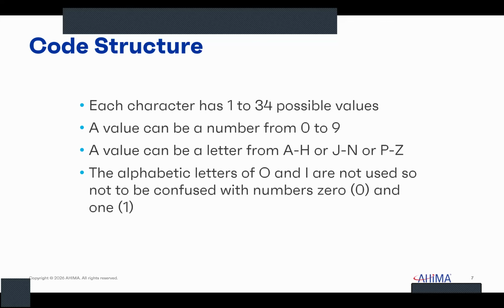Every character has 1 to 34 values, and a value is a number 0 through 9, or it could be a letter, A through H, J through N, or P through Z. The alphabetic letters, interestingly enough, of O and I are not used. And the reason for this is that they're not confused with the number 0 or the number 1.